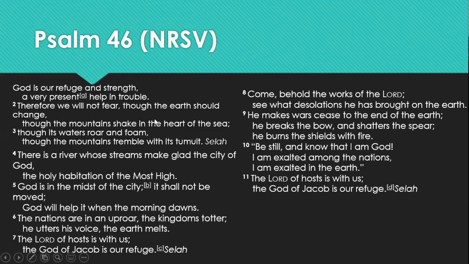And we can connect it to a couple places in this chapter. He's our refuge, our strength. Be still and know that I am God. Even though there's stuff going on, we will not fear. Be still and know that I am God. Even when the mountains tremble, be still and know that I am God.